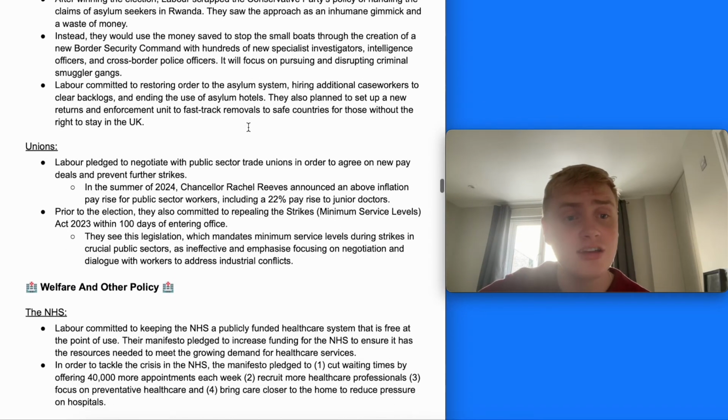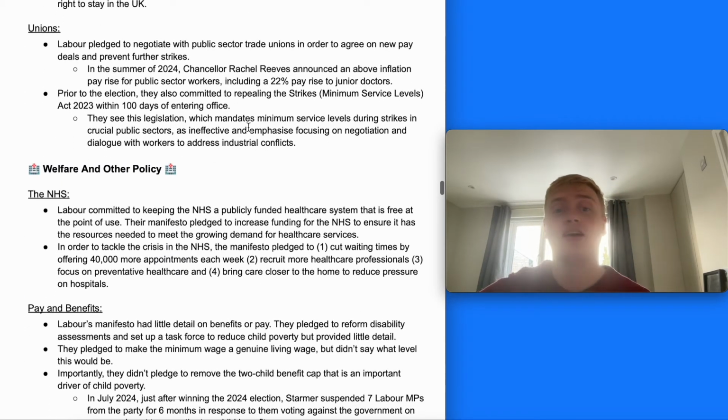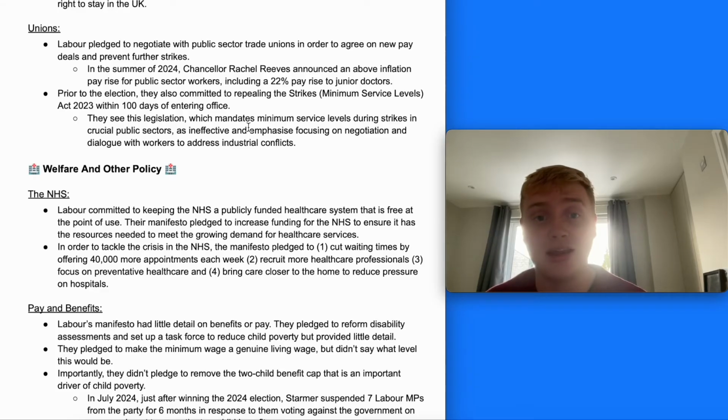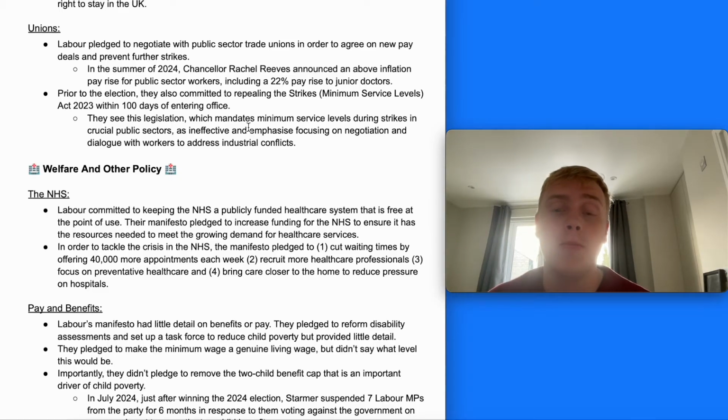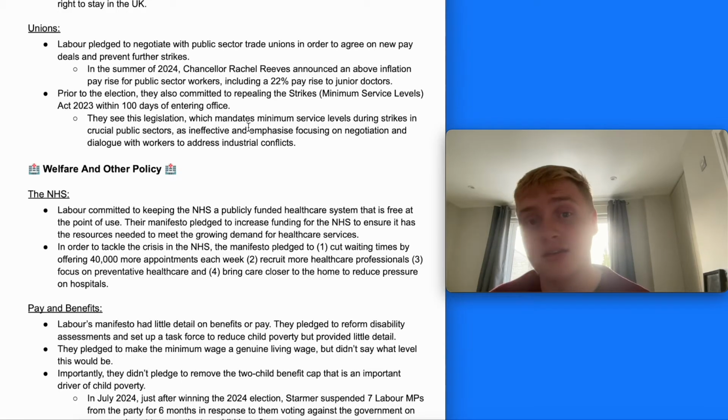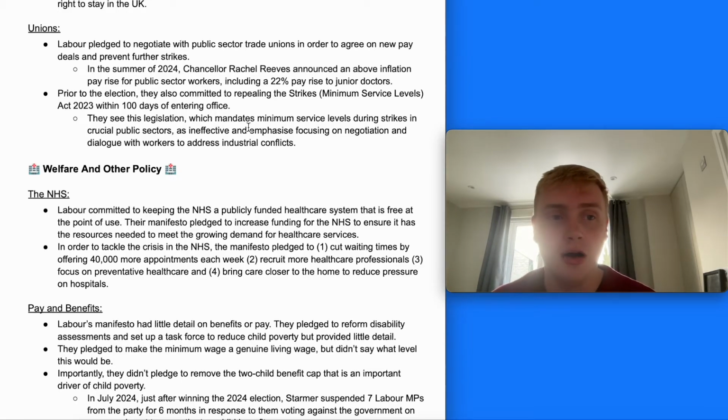In terms of the unions, they pledged to negotiate with public sector trade unions in order to agree on new pay deals and prevent further strikes. And what you saw in the summer of 2024 was that Rachel Reeves announced above inflation pay rises for public sector workers, including a 22% pay rise to junior doctors. It's a big change in approach from the Conservatives, and in a way can be seen as reflecting old Labour principles and the importance of unions within the party.